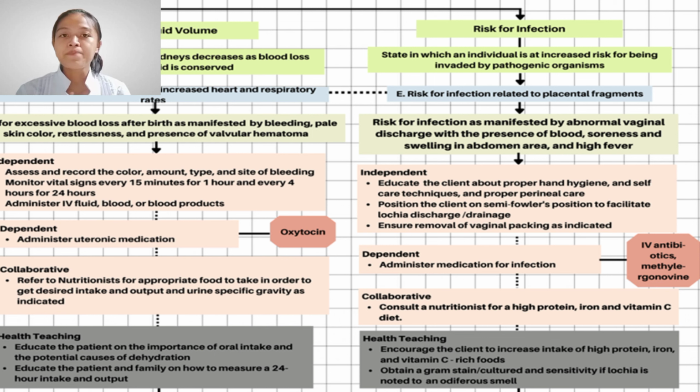For dependent intervention, we need to administer medication for infection as ordered, like antibiotics through IV route and methylergonovine. Lastly, for collaborative, we need to consult a nutritionist for a high protein, iron, and vitamin C diet. Also, we need to consult medical technologists to obtain a gram stain or culture and sensitivity if lochia is noted to have an odoriferous smell.